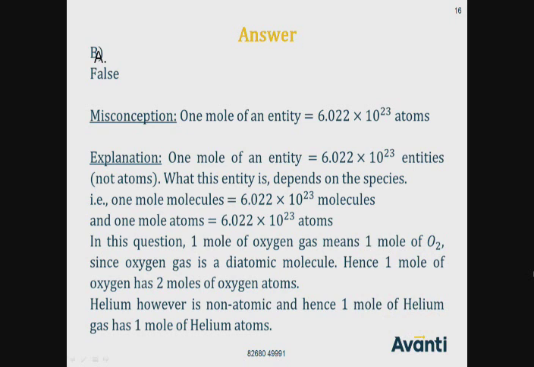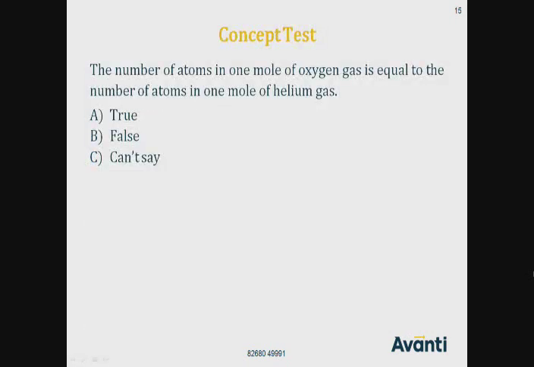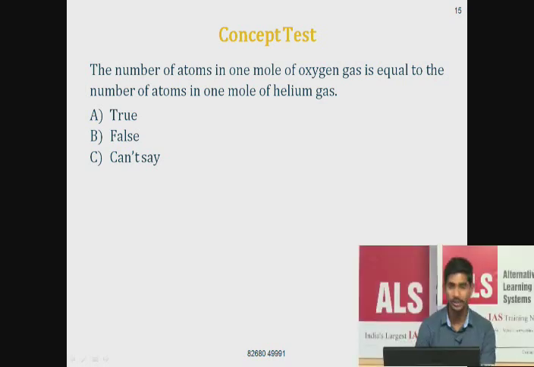Okay, let's check out. Question was, number of atoms in 1 mole of oxygen is equal to number of atoms in 1 mole of helium gas. Remember, helium is a monoatomic gas, meaning only a single atom of helium can exist, whereas oxygen exists as O2. So they can't have the same number of atoms. Are you clear with my statement? I'm just saying that helium can exist as a single atom, while oxygen will always exist as a diatomic molecule, as O2. That's why they can't have the same number of atoms. Okay?